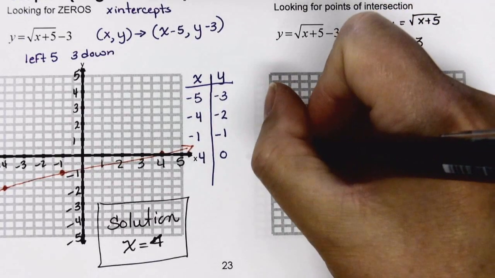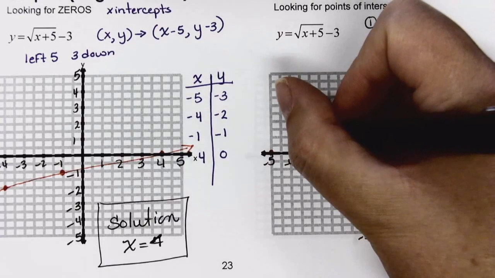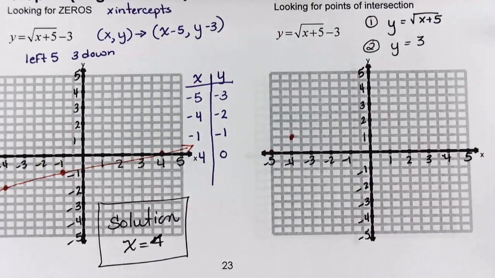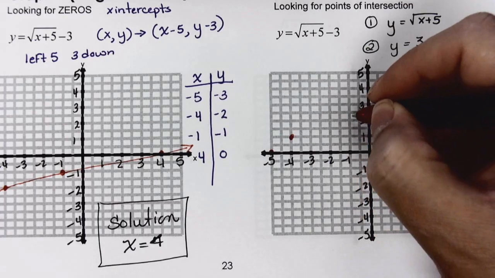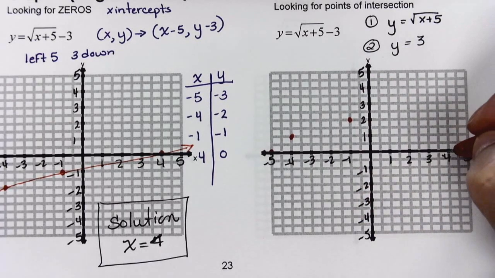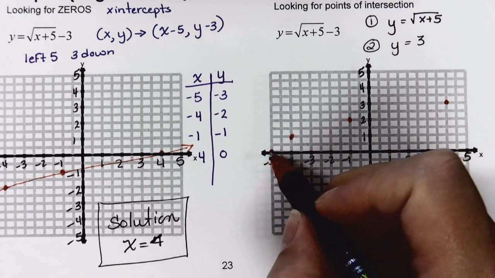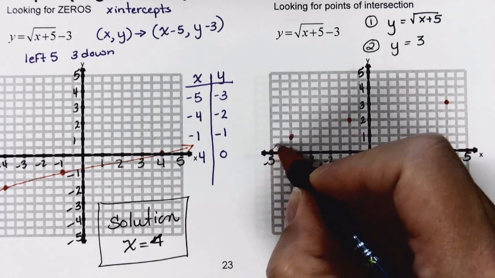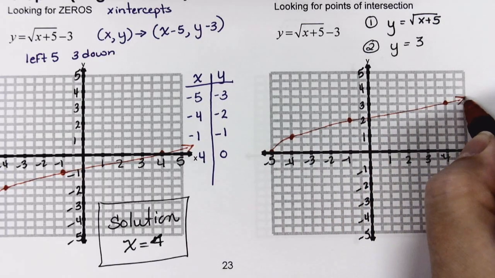So -5, 0. Then we're going to have -4 and 1. Then we're going to have -1 and 2. And then 4 and 3. And again, that's my starting point. So I'm going to bubble through these two and then arrow on the right-hand side.